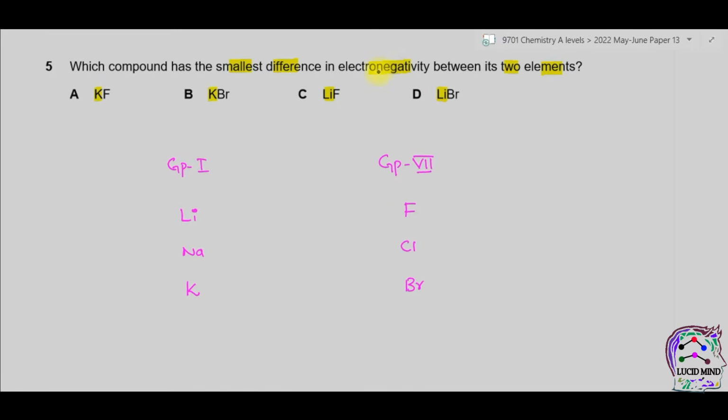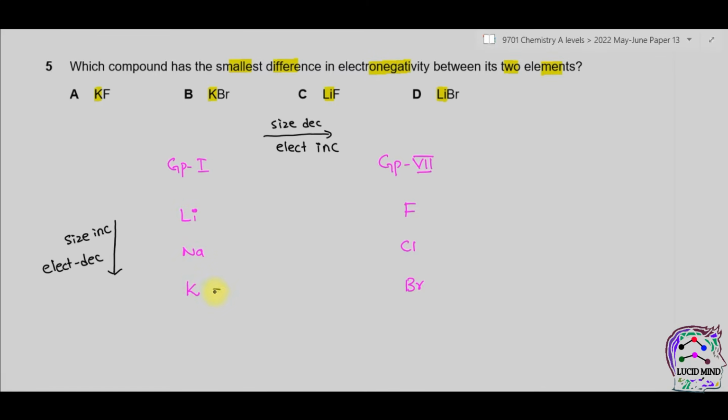Now, electronegativity is directly proportional to the number of protons and inversely proportional to the size of the atom. As we know, down the group, size increases, so electronegativity decreases. Along the period, size decreases, electronegativity increases. So group 7 would have more electronegativity as compared to group 1, and in group 1 lithium would have more electronegativity as compared to potassium.